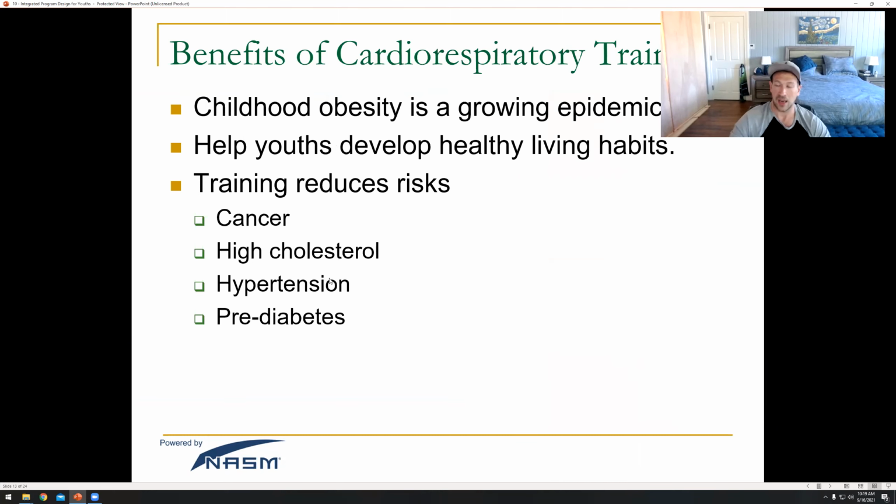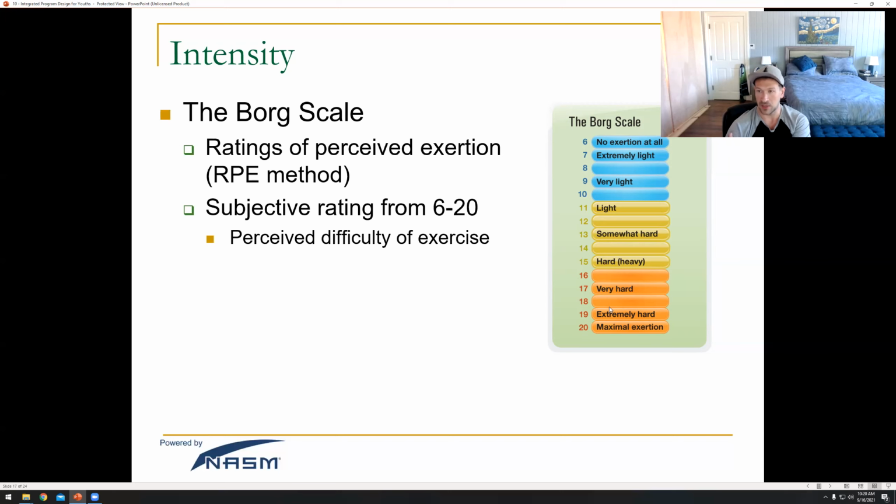So on the Borg scale, they're going to warm up somewhere between an 11 and 12. They've got zone 1, which would be a 13 to 14. They've got zone 2, which would be a 15 to 16. And they've got zone 3, which would be a 17, maybe up to 19, but 17 to 18 there, with 19 and 20 being where they're ready to vomit.